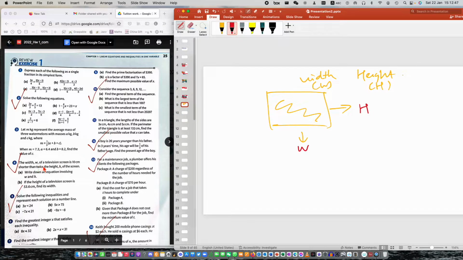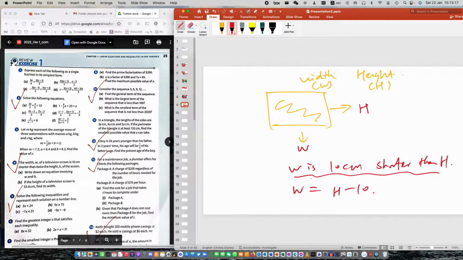So it says what? The width is 10 cm shorter than the height. So this is the English statement, right? How do you express this in mathematics? So W equals 10 cm shorter than H. So means what? 10 minus H or H minus 10? H minus 10. Very good.